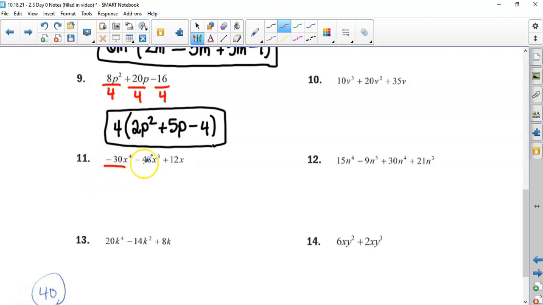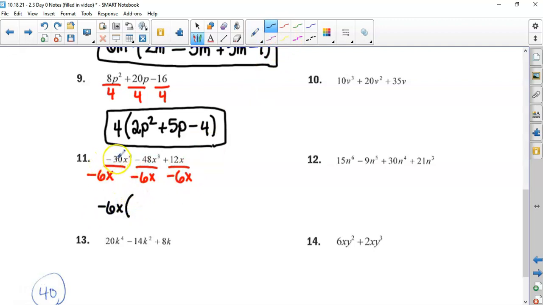So looking at 30, 48, and 12. Divisible by 6. The largest term we can take out is 6. So we're going to factor out a negative 6 from each term. X to the fourth, x cubed, and x. This last term limits us to factoring out a single x. So now we have negative 6x outside parentheses.